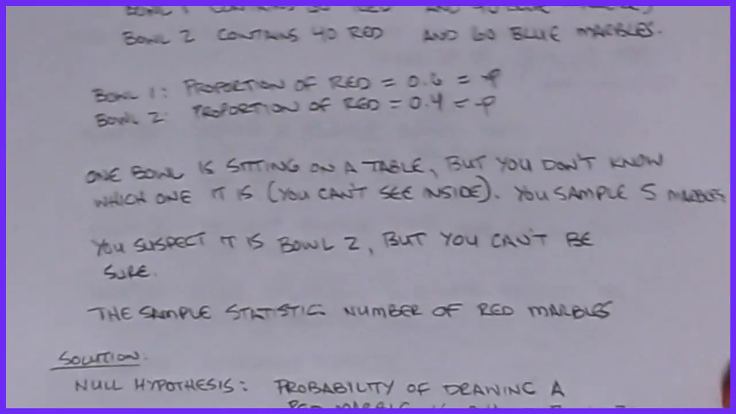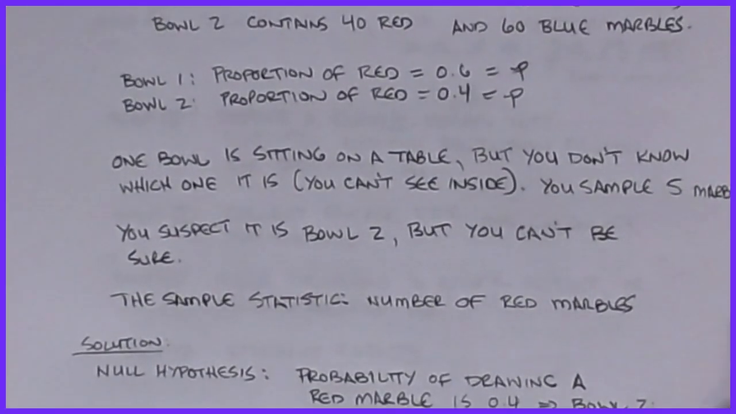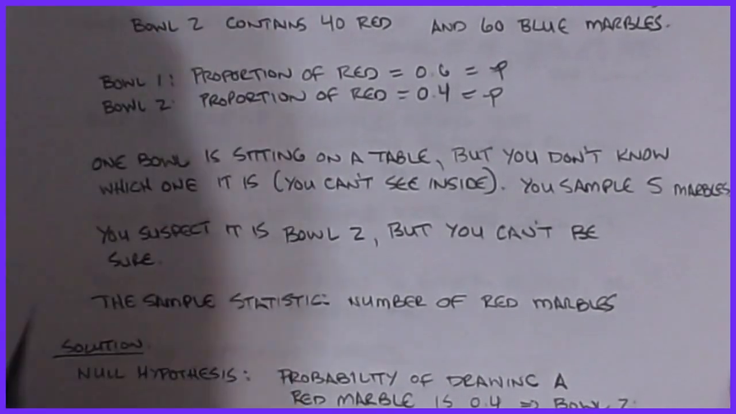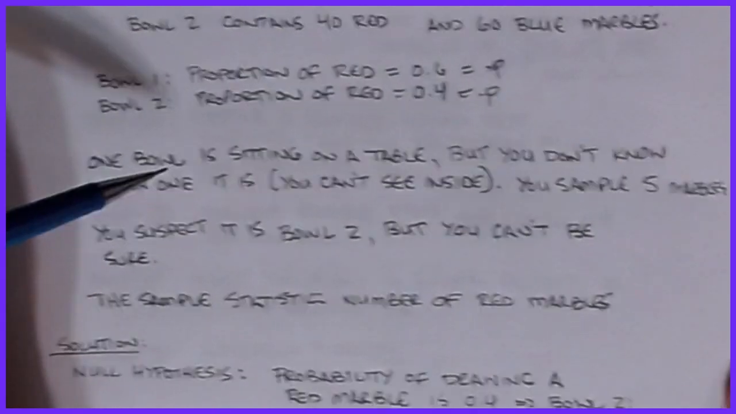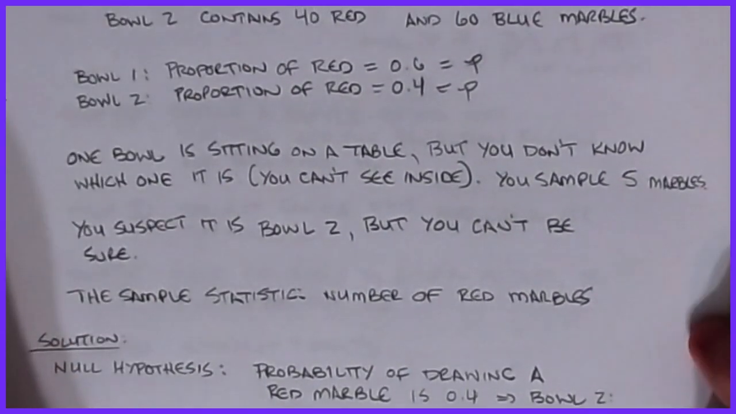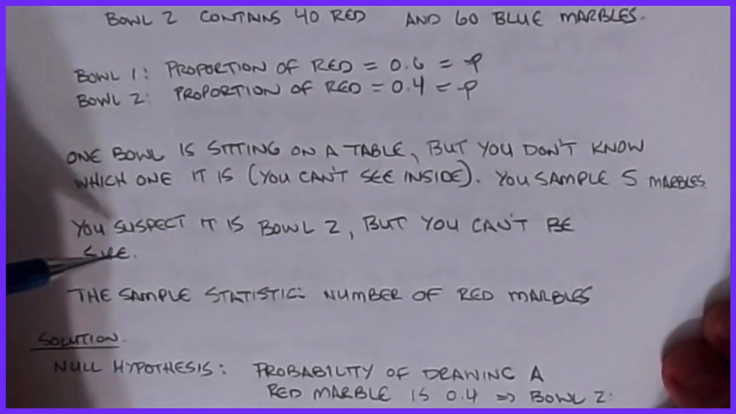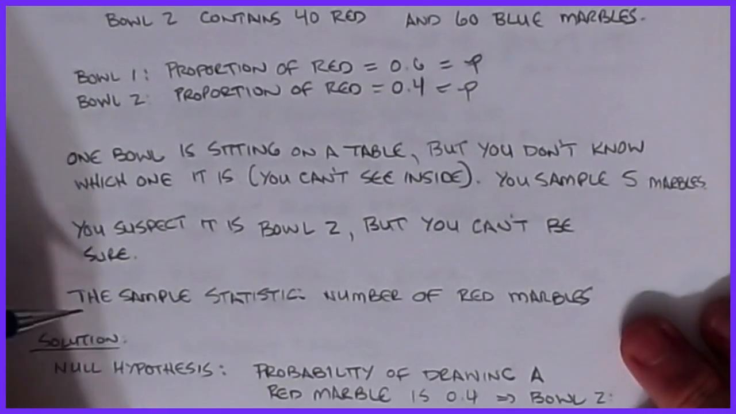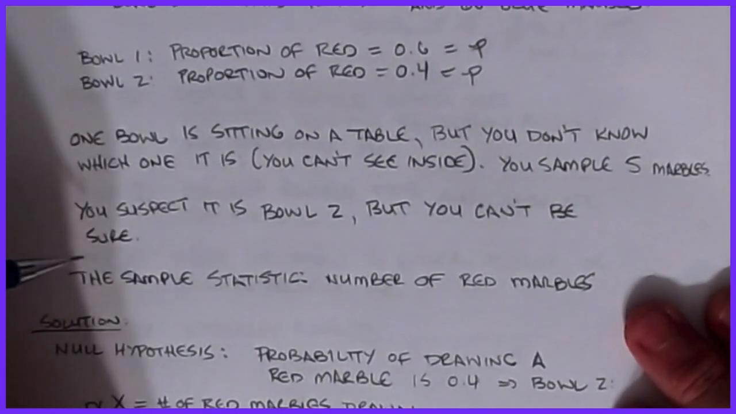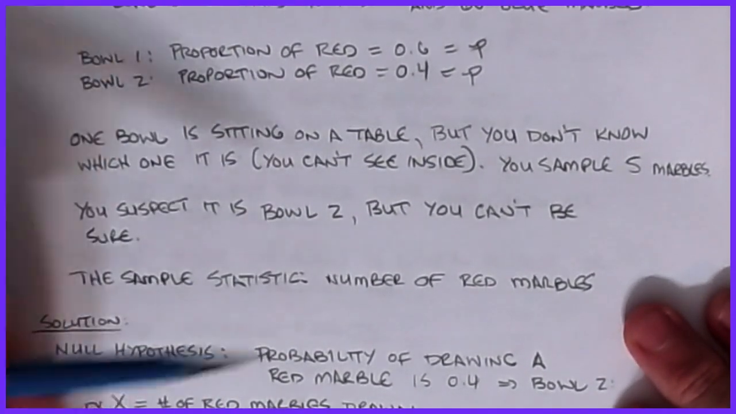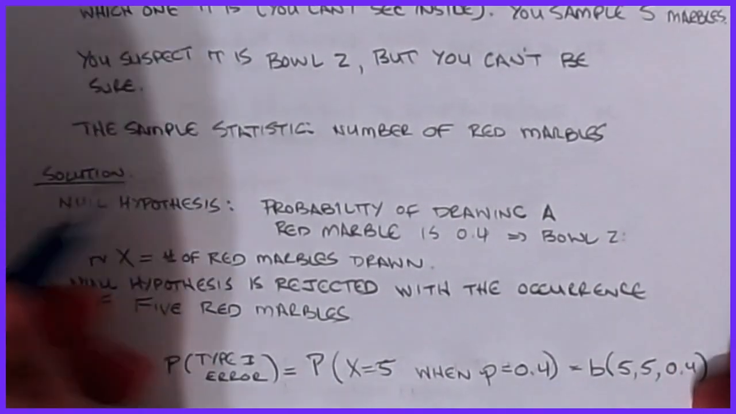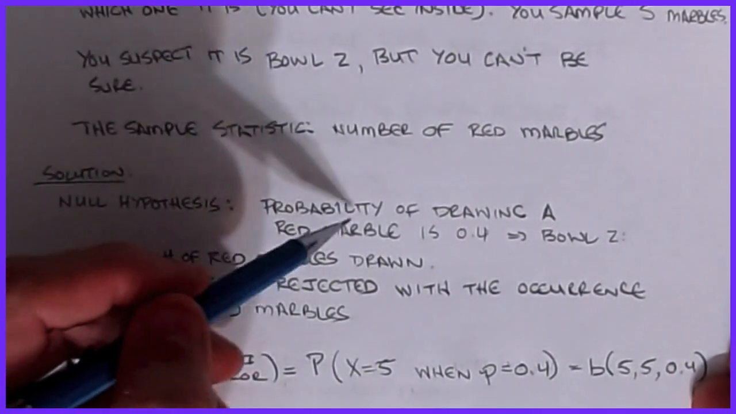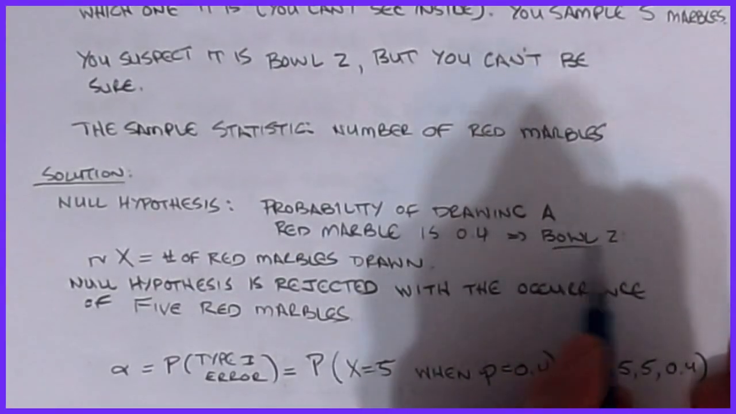Now, we walk into the room and one bowl is sitting on a table, but we don't know which one. We can't see inside, and I can't count the marbles. What we're going to do is draw a sample of 5 marbles out of this. We suspect it's bowl 2, but we can't be sure. So the sample statistic we would use is the number of red marbles that we pull, in our case out of 5. We set a null hypothesis that the probability of drawing a red marble is 0.4, and this was the bowl 2 proportion.